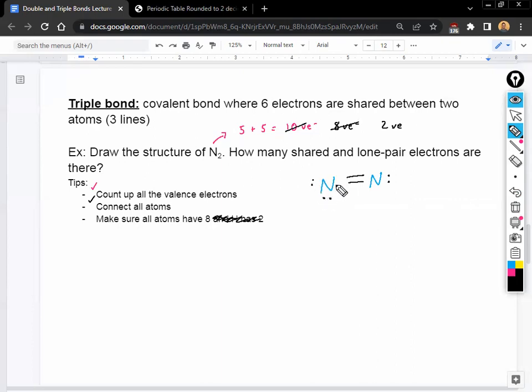2, 4, 6, 8. So this guy has 8 valence electrons. What about the one on the right side? 6, yeah. 2 lines, 2, 4, and 6. And so this guy still needs 2 more electrons.